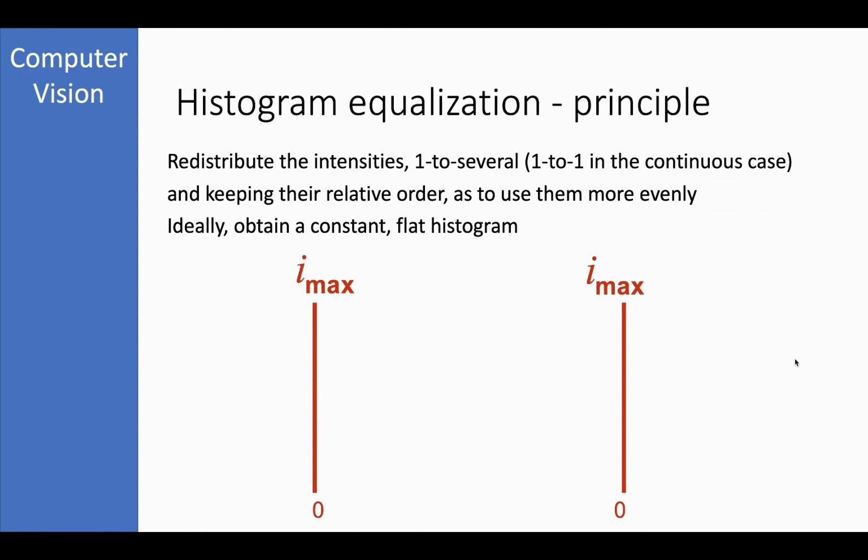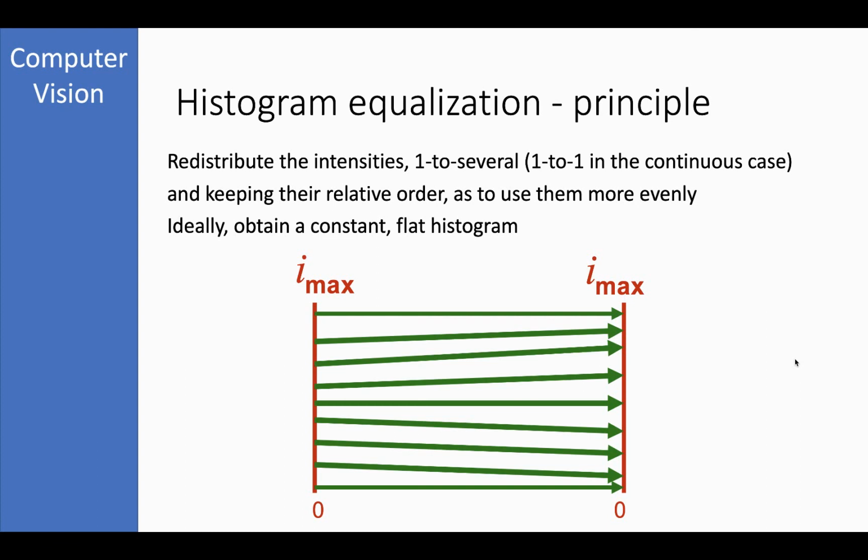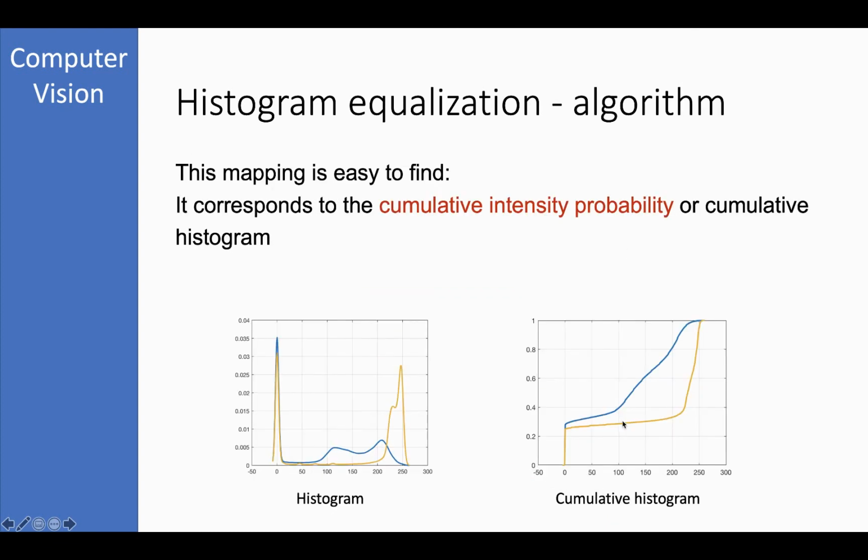The idea is to redistribute intensities, one to several or one to one in the continuous case, keeping their relative order. So use a monotone mapping. So I want the old intensities here. I want to create a map to new intensities. The mapping actually is trivial to find. It's quite easy. It actually corresponds to the cumulative intensity probability or cumulative histogram. So the mapping is just this guy. And this is, as you can see, a monotone map. And I basically go from the old intensities to the new intensities.